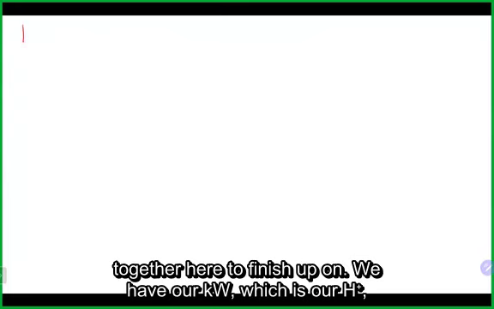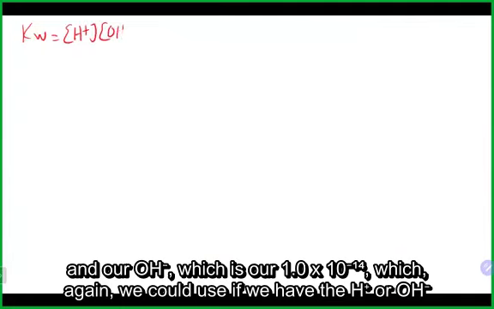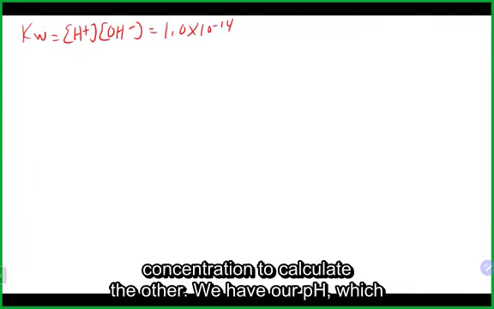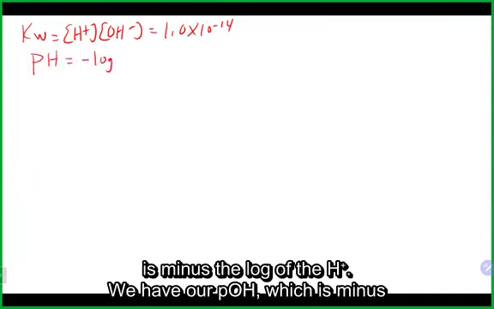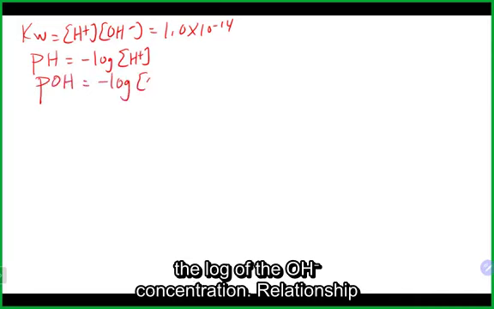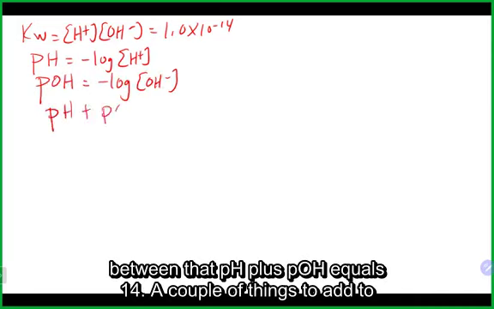We have our Kw, which is our H plus times our OH minus, which is 1 times 10 to the minus 14, which again, we could use if we have the H plus or OH minus concentration to calculate the other. We have our pH, which is minus the log of the H plus. We have our POH, which is minus the log of the OH minus concentration. Relationship between that, pH plus POH equals 14.